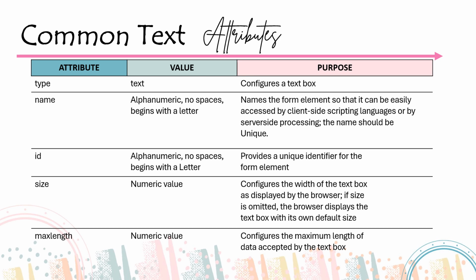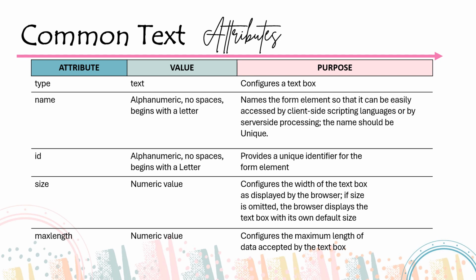The next attribute is the name attribute. The value could be alphanumeric, no spaces, and begins with a letter. The purpose is to name the form elements so that they can be easily accessed by client-side scripting languages or by server-side processing. The name should be unique.